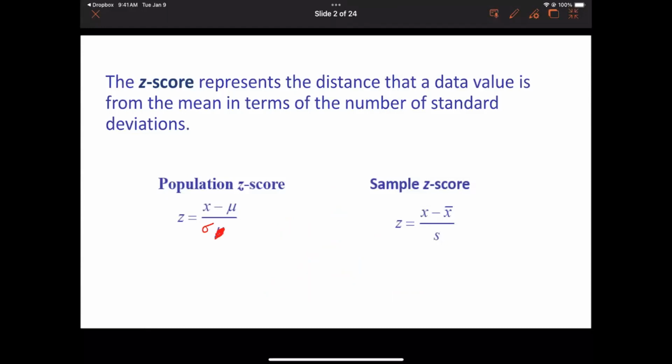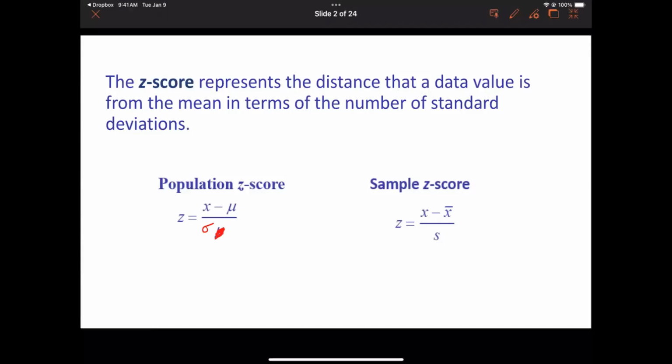So when you are calculating the z-score with a population, your z-score is calculated within the numerator. It is x minus the mean divided by the standard deviation. They're both the same, they just have different symbols. So you would take your value, whatever data value you're looking at, subtract the mean from that data value, and then divide it by your standard deviation.